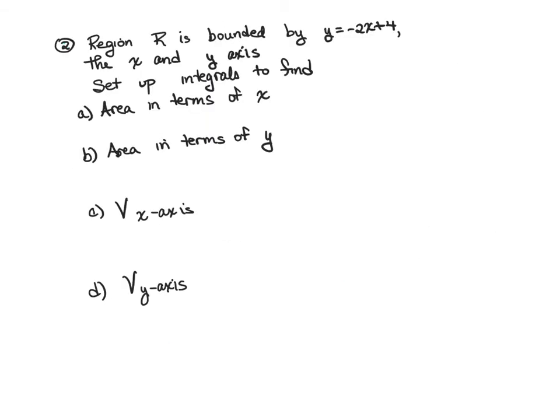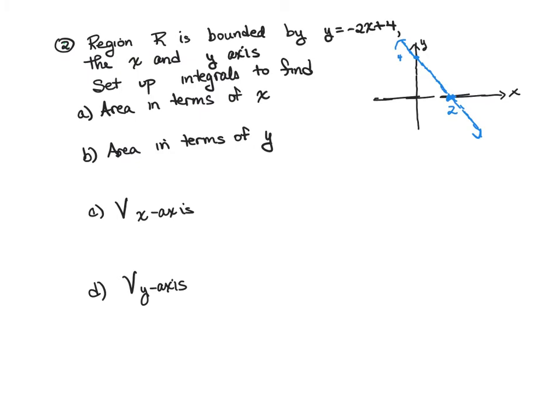Now this problem summarizes everything we've done so far. So I'm going to start with a very simple region. This region is bounded by the line y equals negative 2x plus 4, and the x and y axes. So let's try sketching it. And again, we cannot do any of these problems unless we have a sketch of the area of the region.